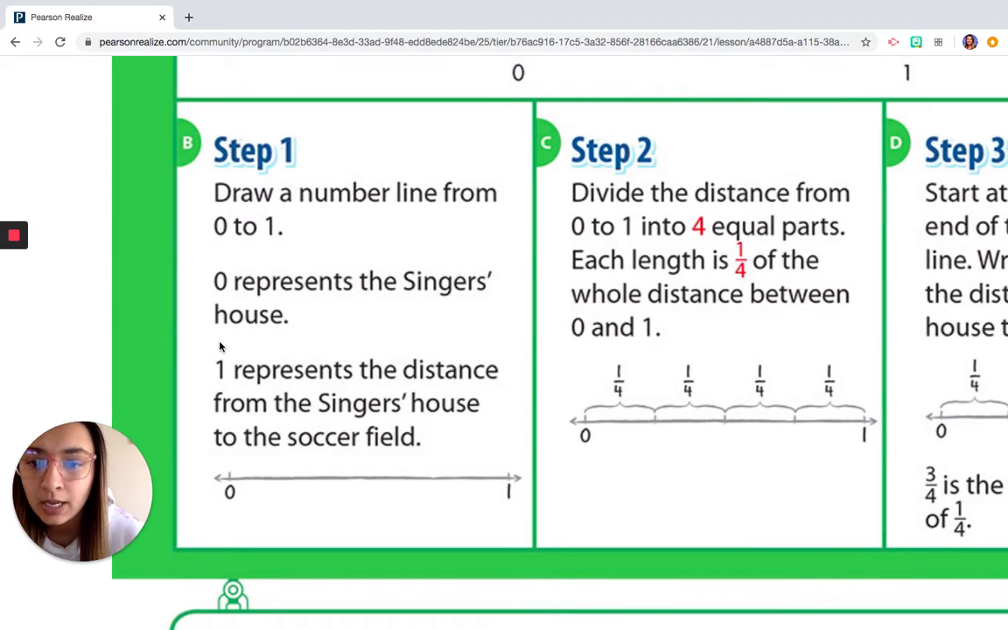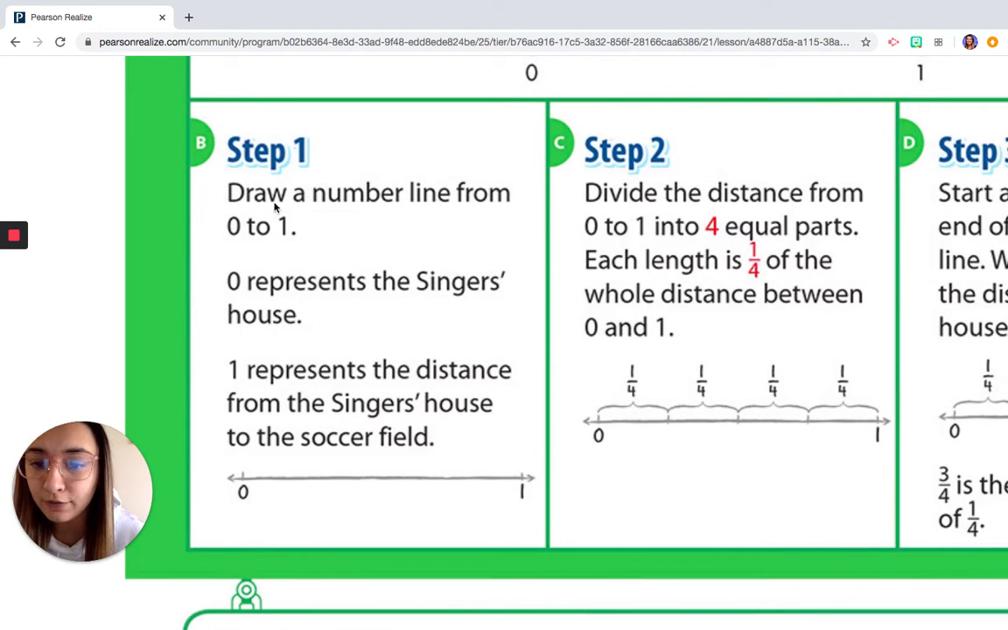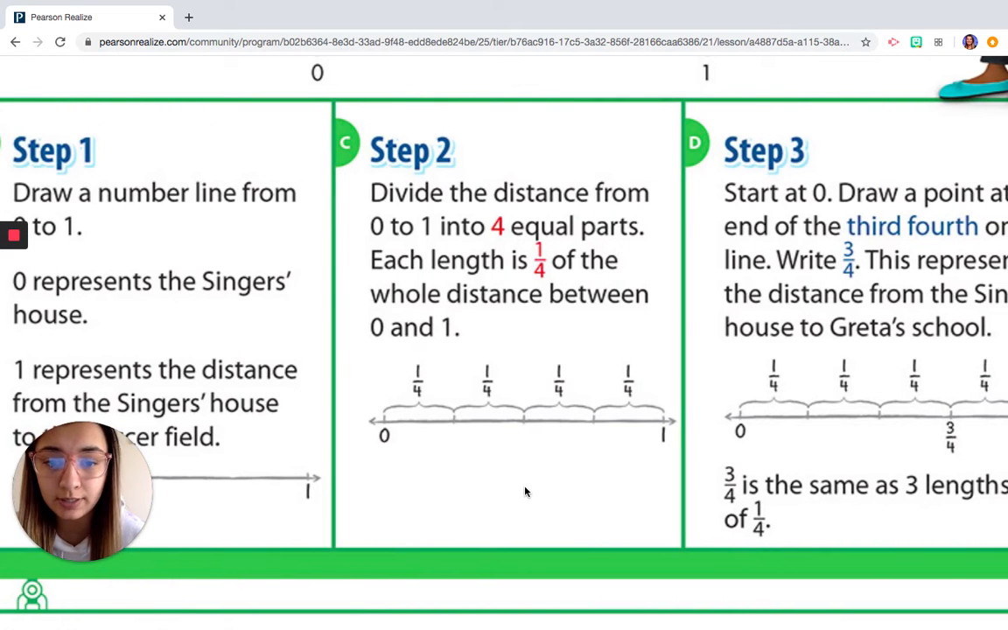Here we go. Step 1 is to draw a number line from 0 to 1. 0 represents the Singer's house. 1 represents the distance from the Singer's house to the soccer field. So we see that they drew a number line with a 0 to 1 on it. Then we're going to go to step 2. Divide the distance from 0 to 1 into 4 equal parts.